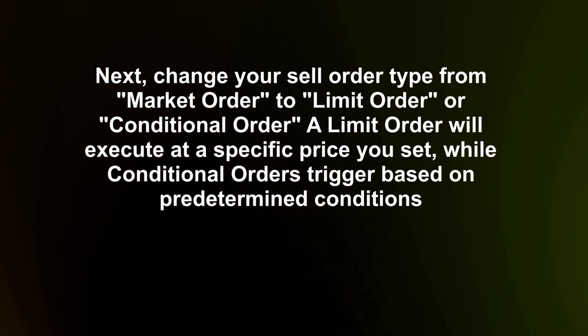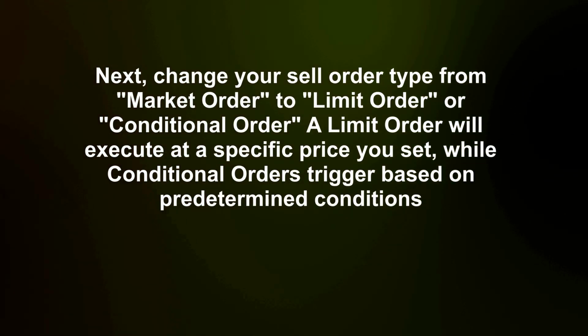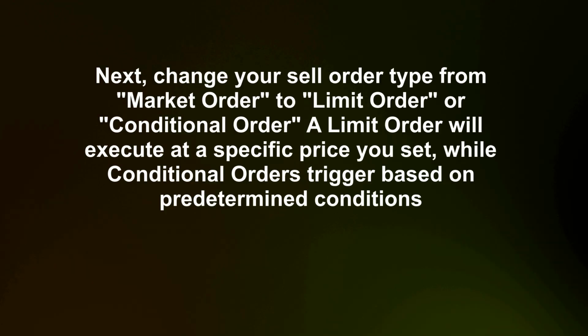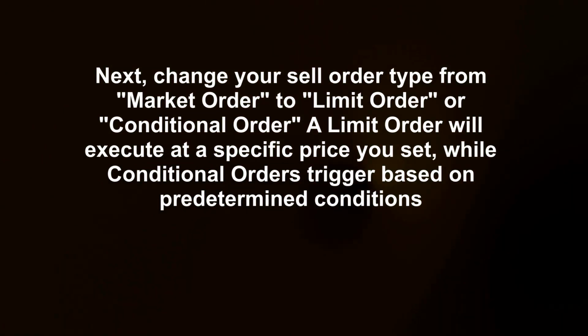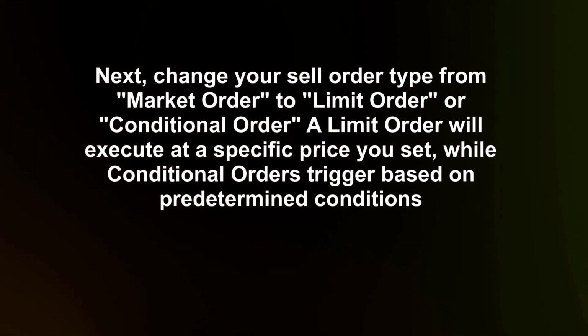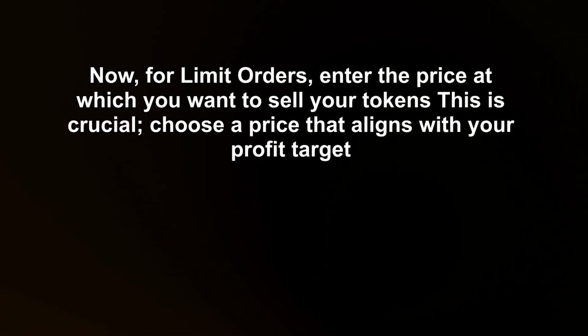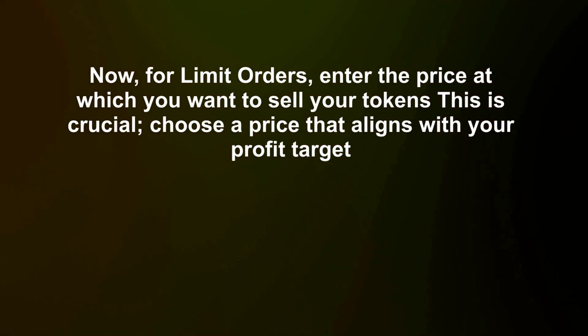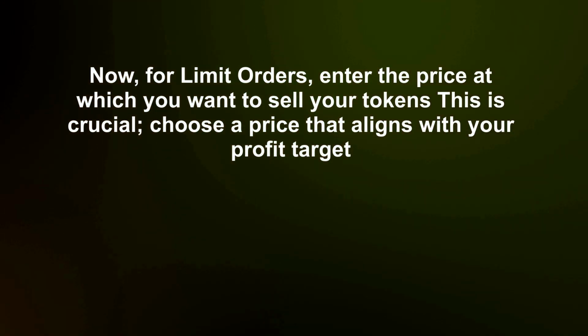Next, change your sell order type from market order to limit order or conditional order. A limit order will execute at a specific price you set, while conditional orders trigger based on predetermined conditions. Now, for limit orders, enter the price at which you want to sell your tokens. This is crucial. Choose a price that aligns with your profit target.